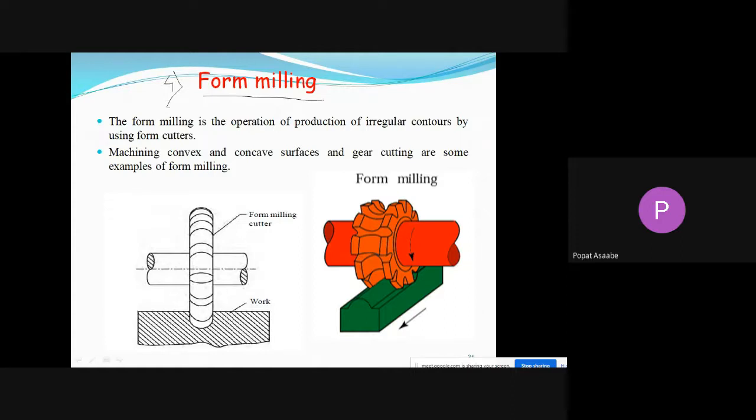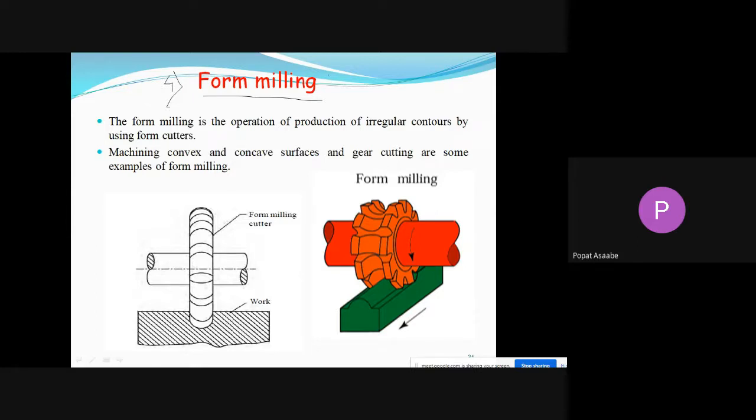Now the fourth operation we can perform is form milling. This type of operation we can also carry out on the milling machine. Now see what is meant by form milling. Suppose we want to perform a machining operation on irregular shaped workpieces, and we want to produce a concave or convex shape on the workpiece. That time we can use the form milling operation.